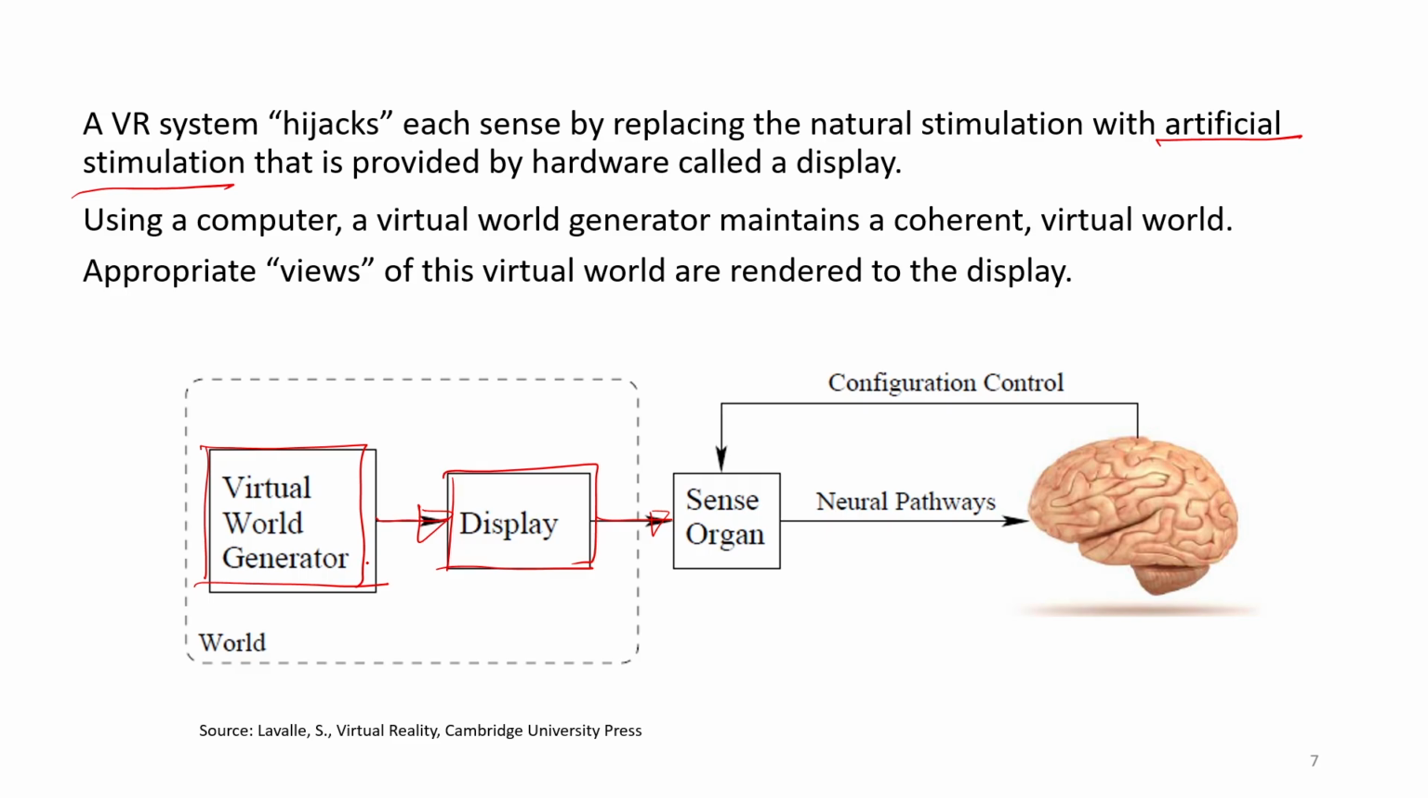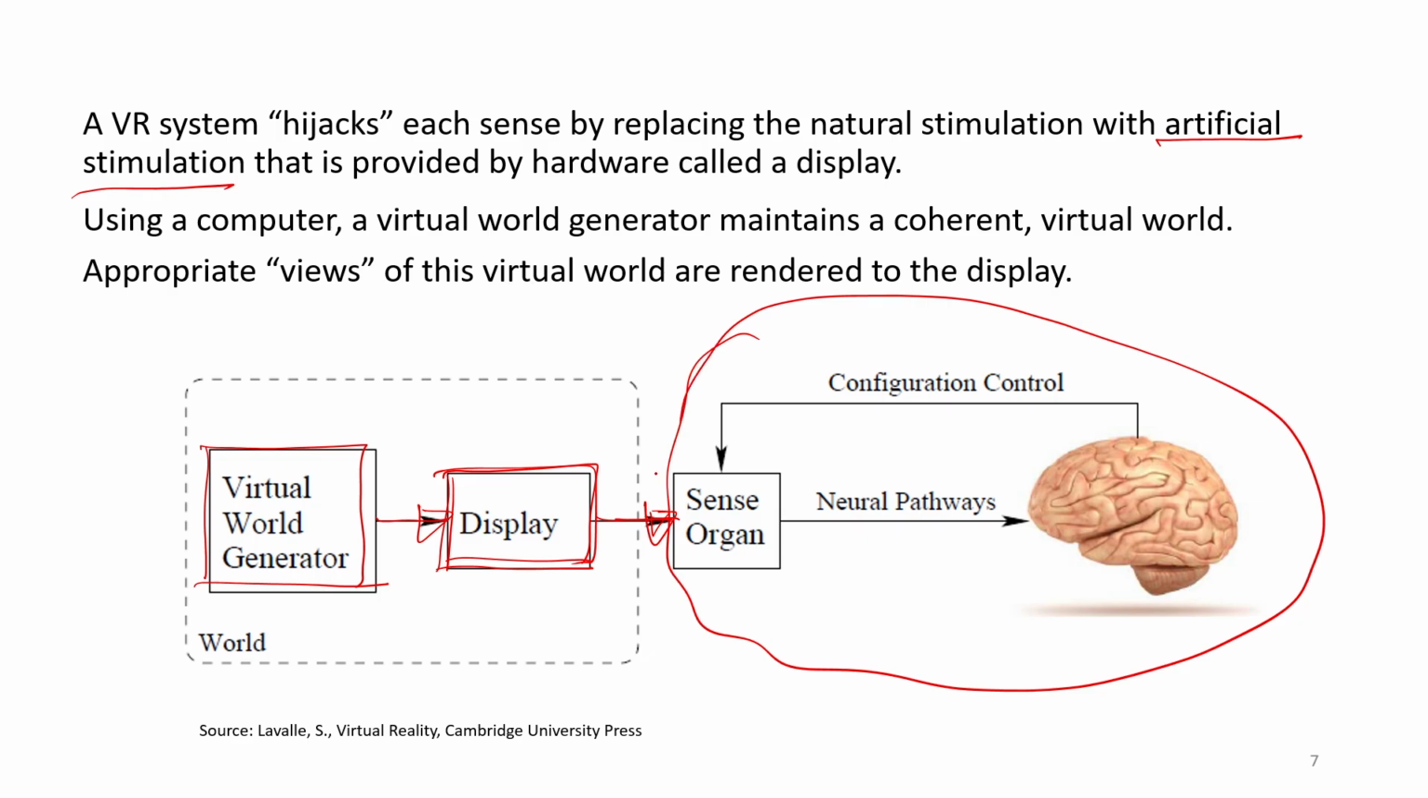Using a computer, a virtual world generator maintains a coherent virtual world, and appropriate views of this virtual world are rendered to the display, which are then sent to the sense organs, and then all of the rest that occurs in the natural world follows.